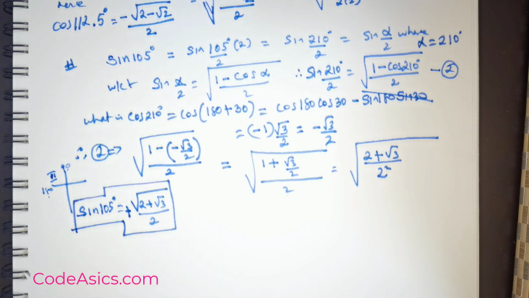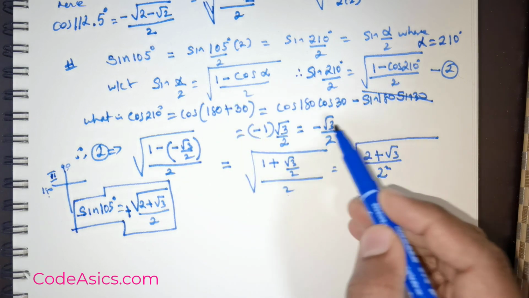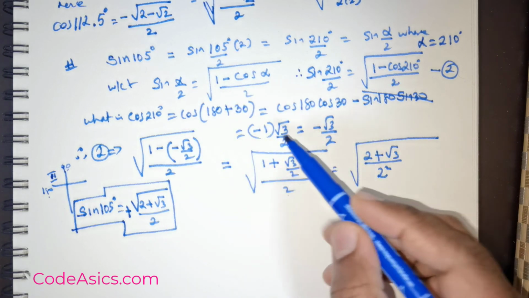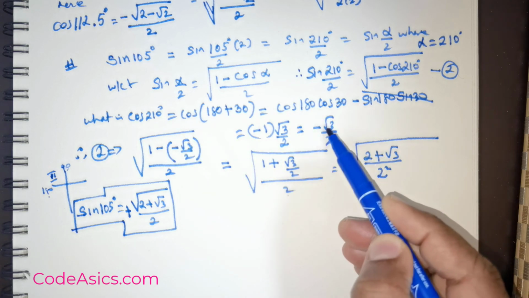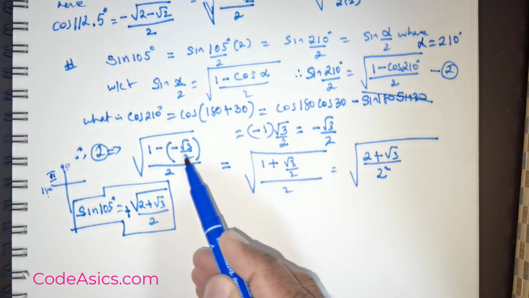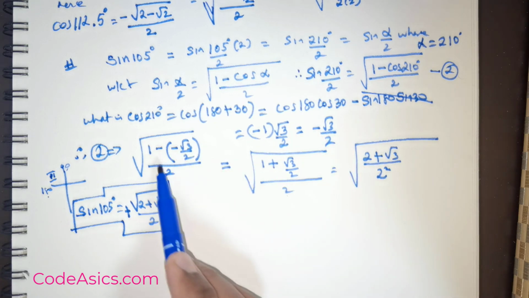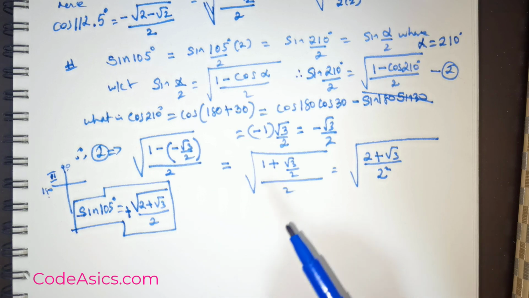So a point of observation is that though we have a negative sign here, cos of 210 degrees which we are calculating is producing us a negative root of 3 over 2, and that is the reason when I place the value negative root of 3 over 2, it becomes positive here. So that is a very important observation that you will have to take into note.